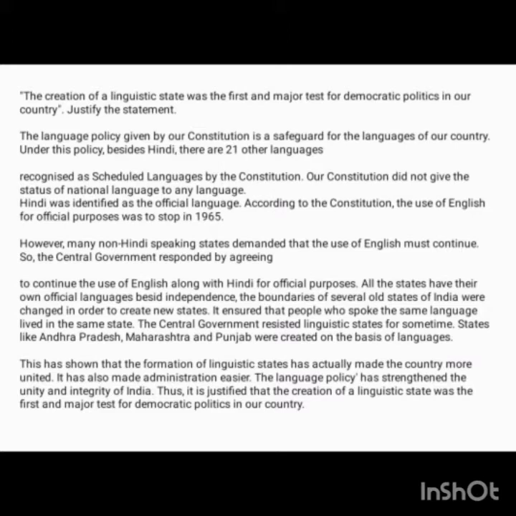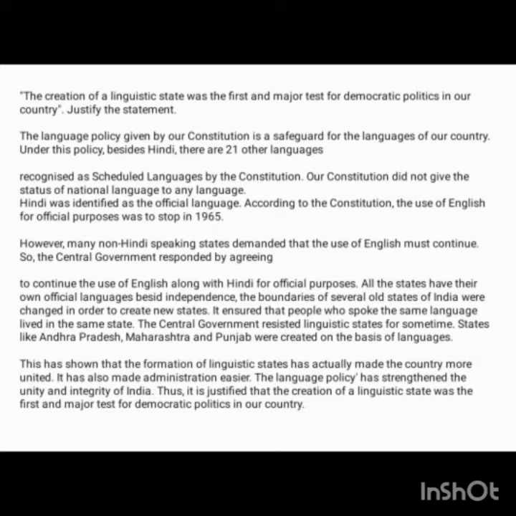So as far as India is concerned, there is no space for a national language. No language has been identified as a national language, but Hindi has been accepted as an official language. Agreeing to the Constitution, English is used along with Hindi for official purposes. So all the states have their own official languages.